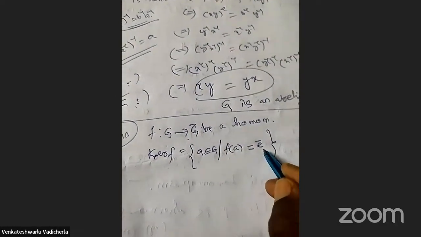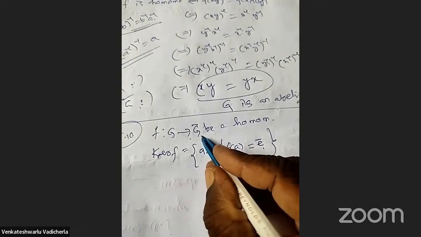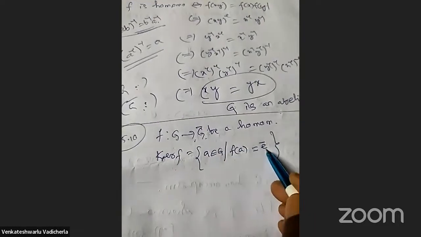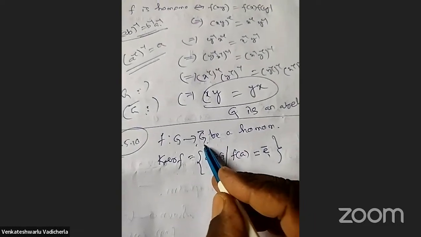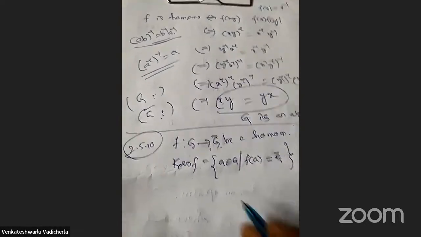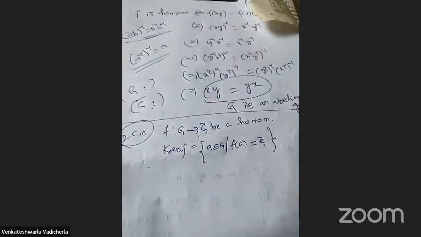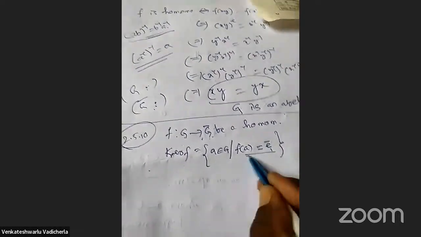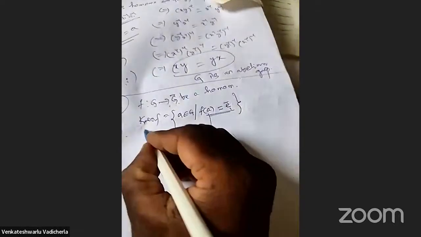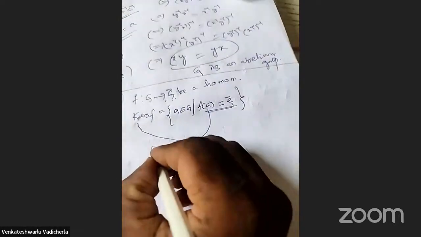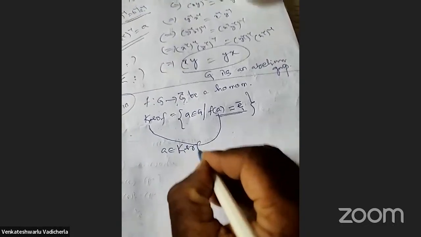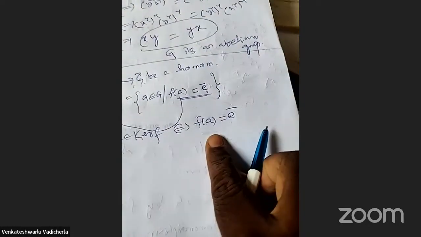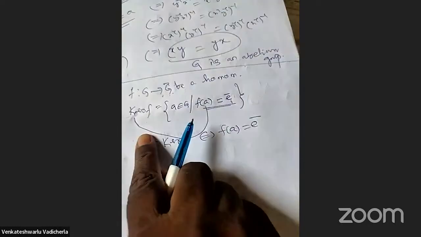Here e bar is the identity element in G bar. This is called the kernel. I will give a simple logic using this definition. Suppose a is an element of the kernel of f if and only if f of a is equal to e bar. So f of a is equal to e bar, where small a is an element of the kernel.